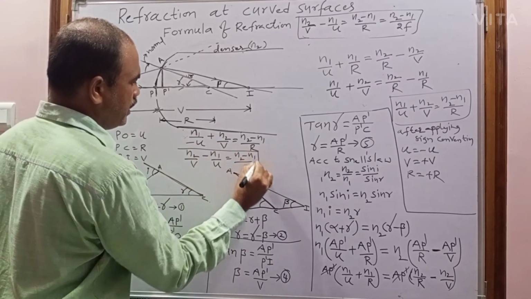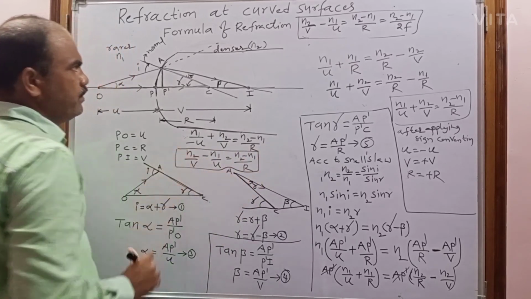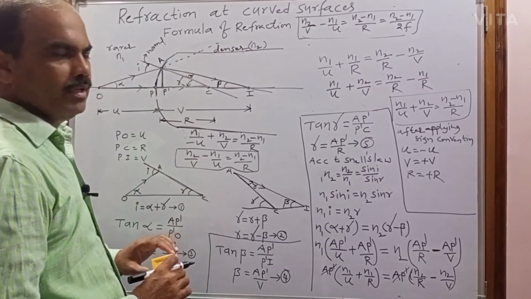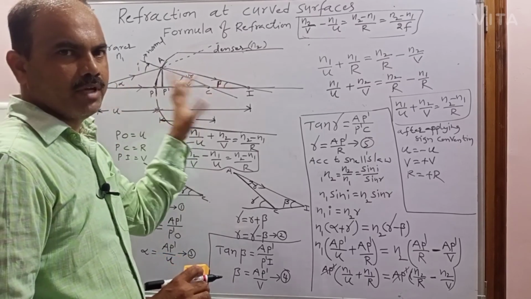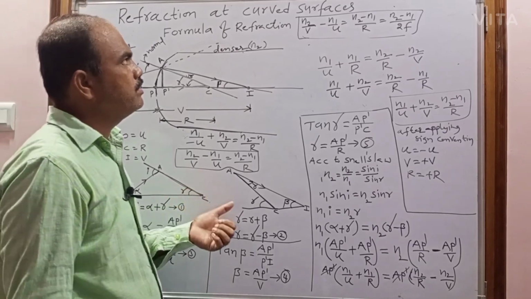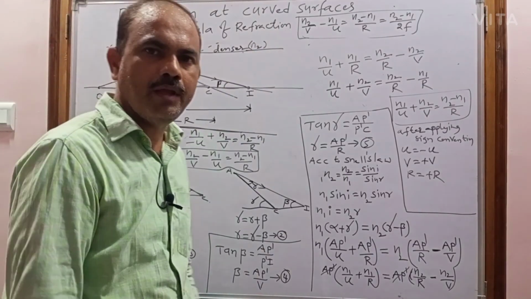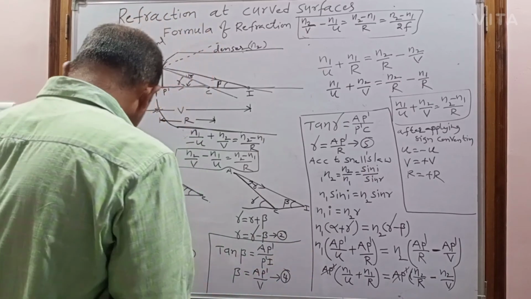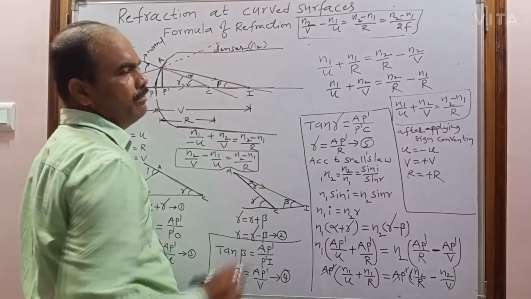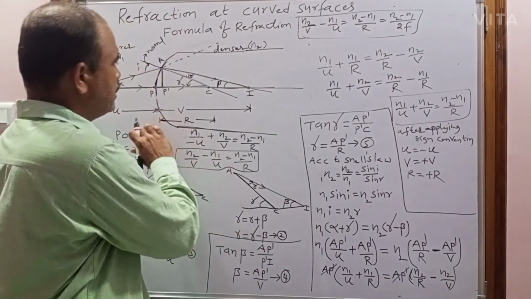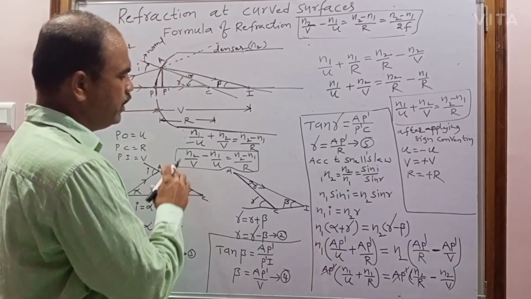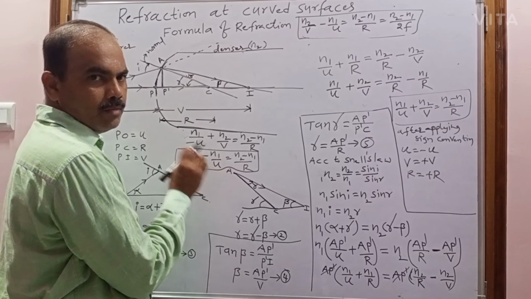So this formula is called which formula? The formula of refraction, when the light undergoes refraction from one medium to another medium. This formula can be used for any curved surface, whether it is a convex surface or a concave surface. So this is about the formula of refraction when the light undergoes refraction at two mediums. This is today's class. In the next class I am going to solve some problems using this formula.